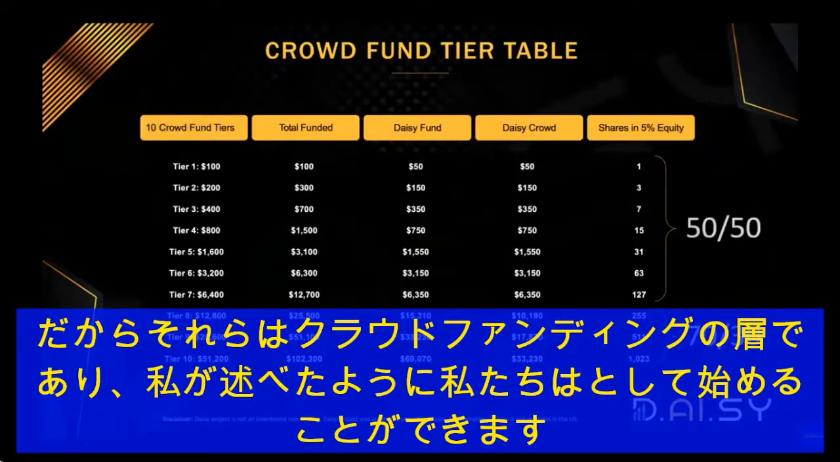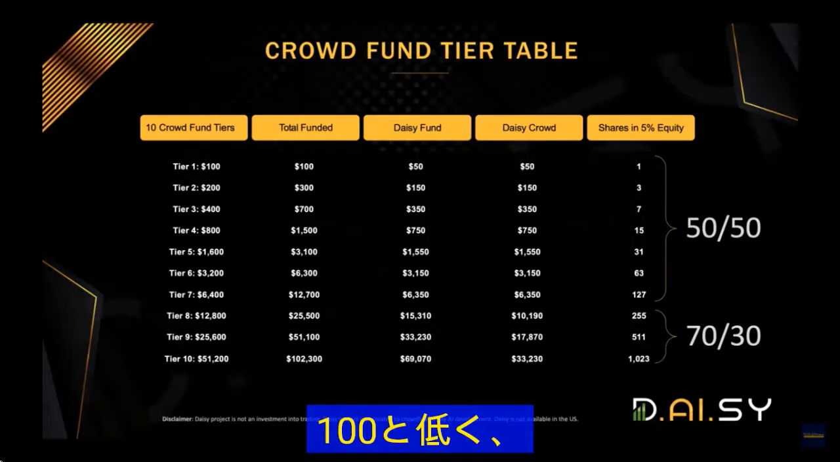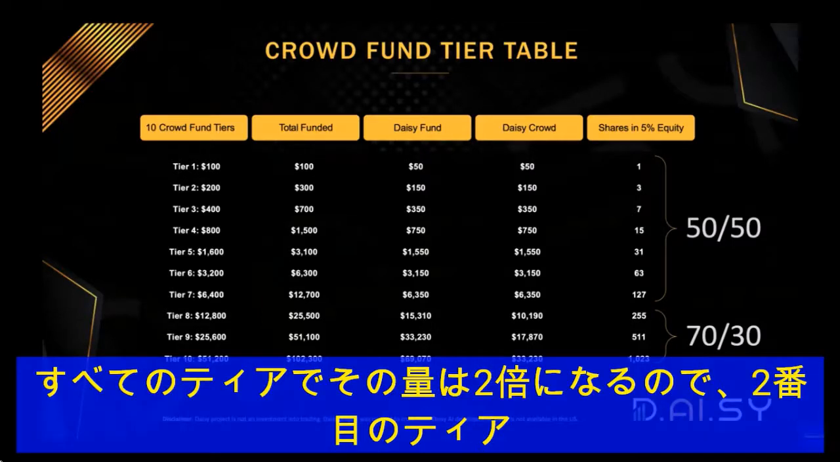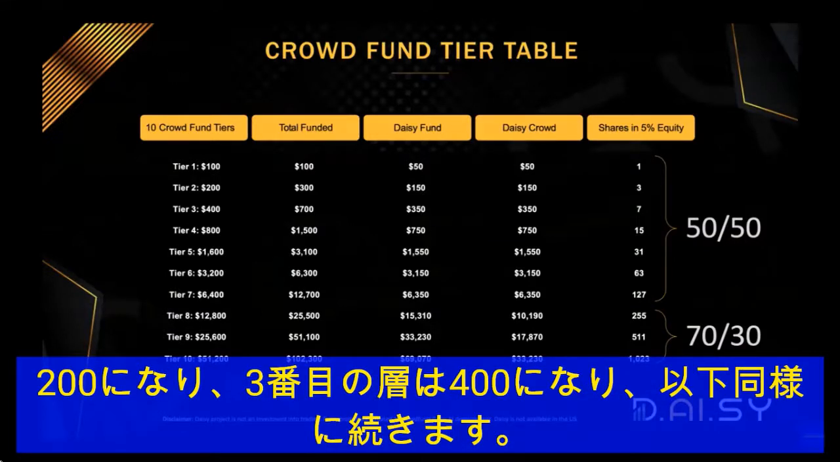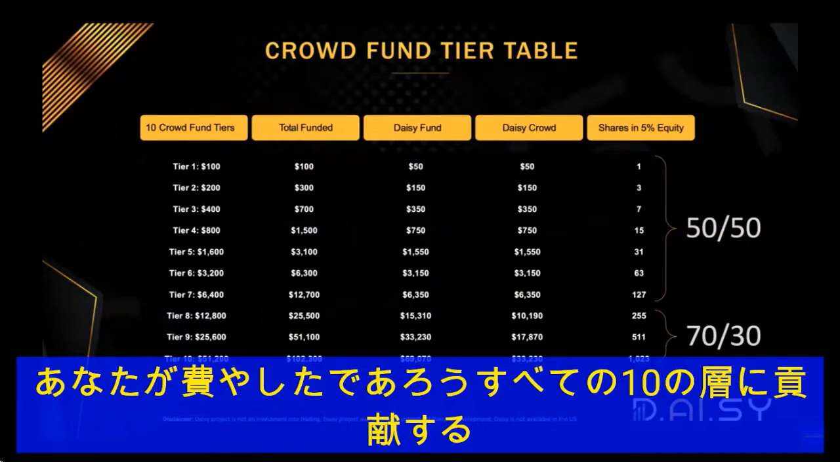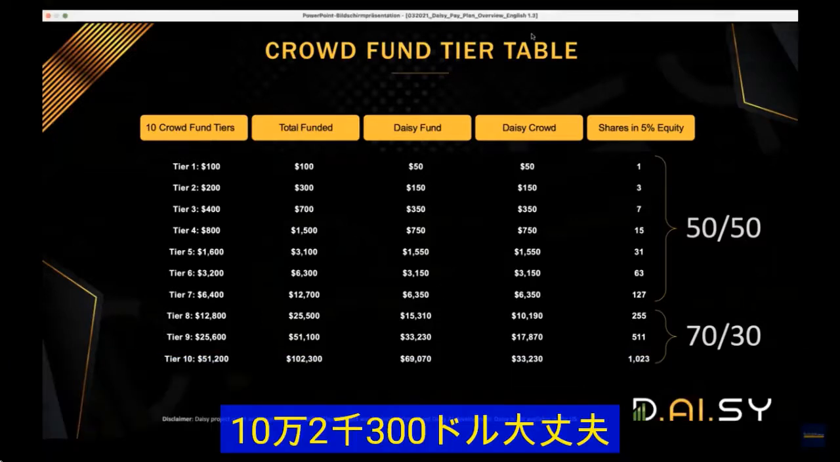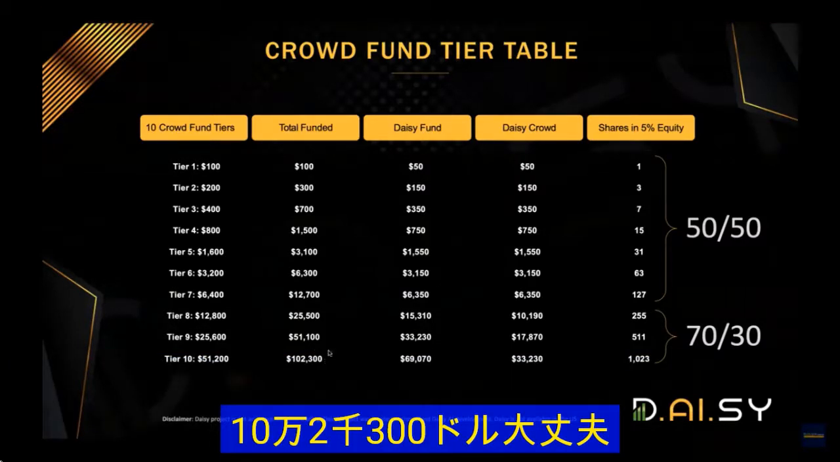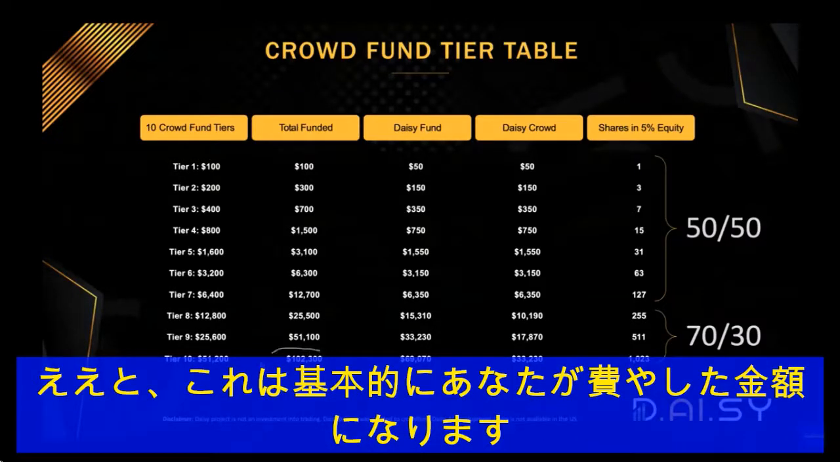So those are the crowdfunding tiers. And as I mentioned, we can start as low as $100, and with every tier, that amount will be double. So the second tier will be 200, the third tier will be 400, and so on and so on. So by the time you contribute to all 10 tiers, you will have spent $102,300. Okay. This will be basically the amount you will have spent.